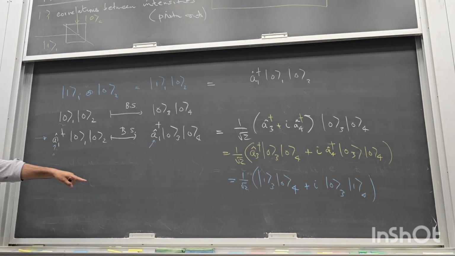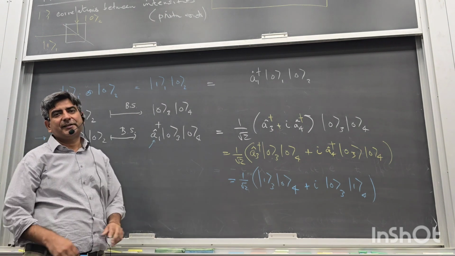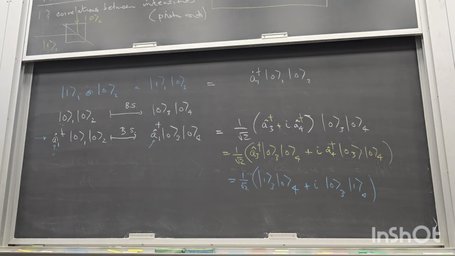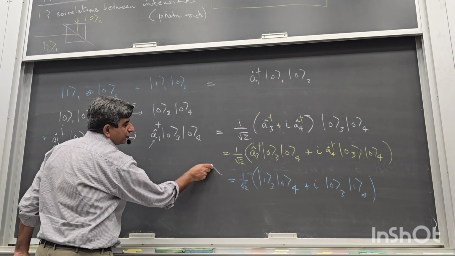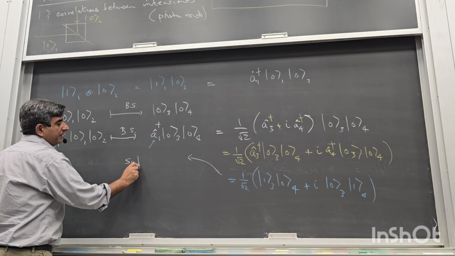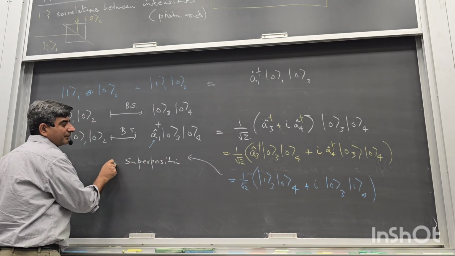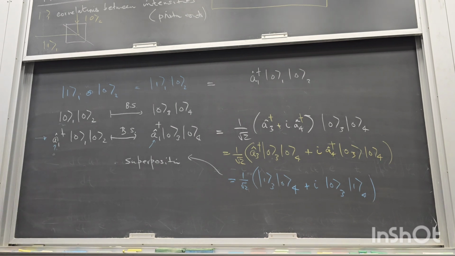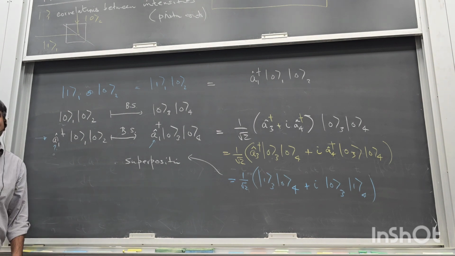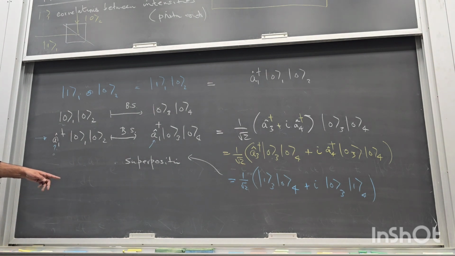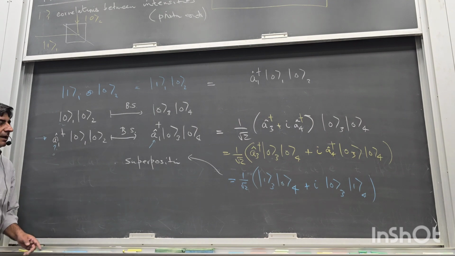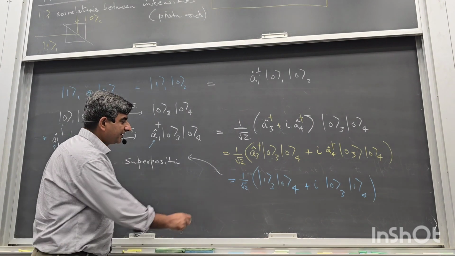So now look at this output state. What does this physically represent? This physically represents that, first of all, you've created a superposition. The beam splitter has created a superposition because the beam splitter is actually a Hadamard gate. It's created a superposition. The iota appeared, though in a Hadamard gate the iota doesn't appear, but that doesn't matter. So this is a superposition. And the second thing is that it is entangled.